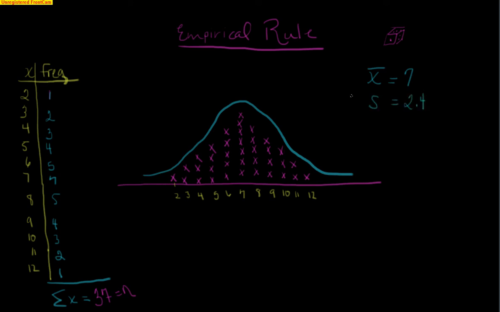Okay, so let's take a look at what that means. Here's my mean right here at 7, which is to be expected. The center is right here at the mean. And then one standard deviation is equal to 2.4 points, or whatever you want to call those dots on the die. Let me draw in one standard deviation.